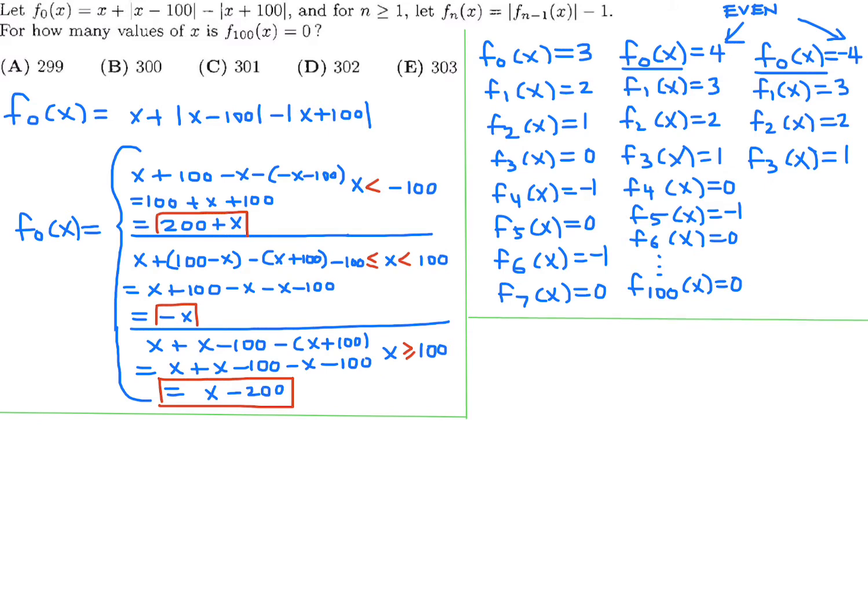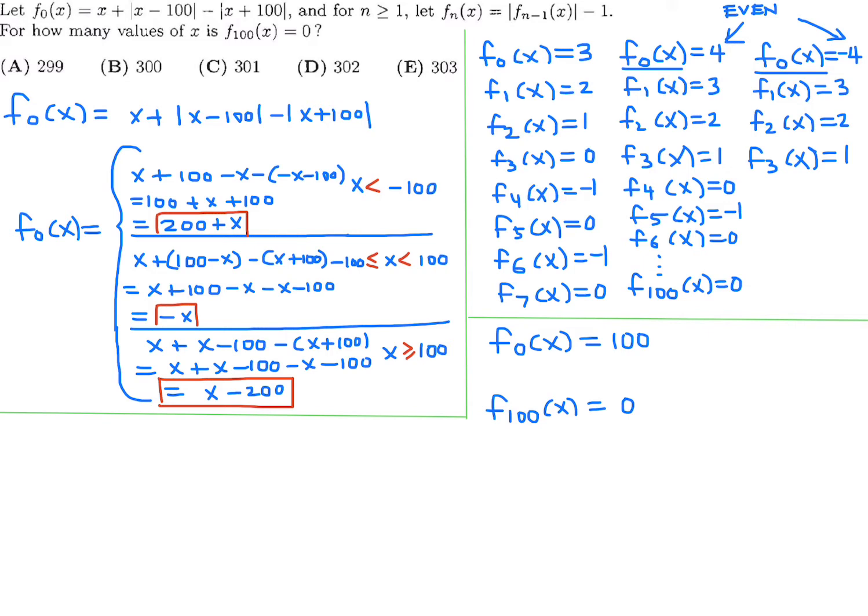Now, where do I start? That's the next question. Here I started with very small numbers, 3, 4, -3, but obviously these answer choices are pretty big. So where do I start? And obviously the thing is, you have to get down to f at 100 being 0. So if you started all the way, for example, at 100, like that, eventually when you get down to f at 100, it would be 0.